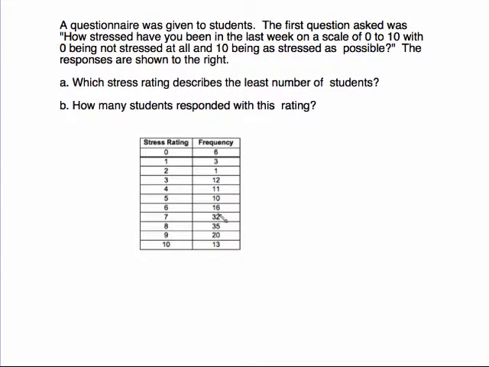And here's the responses. So which stress rating describes the least number of students? All you have to do is look through here, find the lowest number, which is right there. And it asks which stress rating. The stress rating is a 2. And how many students responded with this rating? 1.